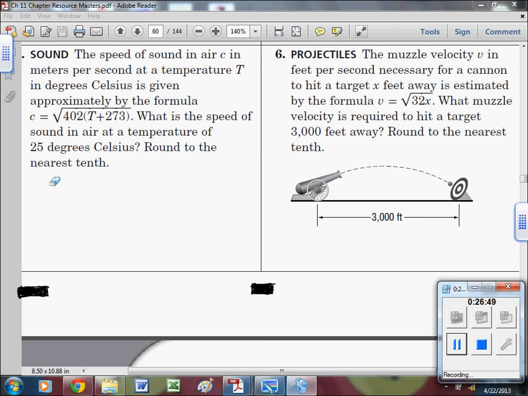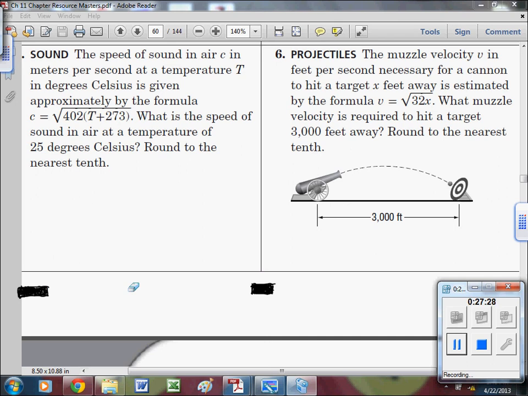Okay, so now the first one's about speed, about sound. It says the speed of sound in the air, that speed we're going to call the letter C, in meters per second, so just like feet per second or miles per hour, that's a speed, at a temperature T, so T is going to be temperature, in degrees Celsius, is given approximately by the formula: the speed equals the square root of everything in here. 402, sorry about that guys. So 402 times the quantity of the temperature plus 273. Take the square root of all that. That's going to be the answer.